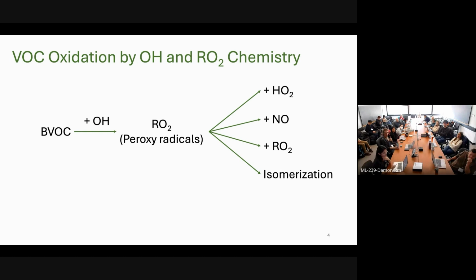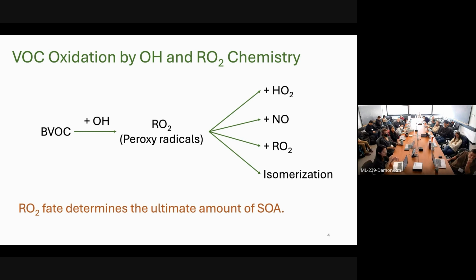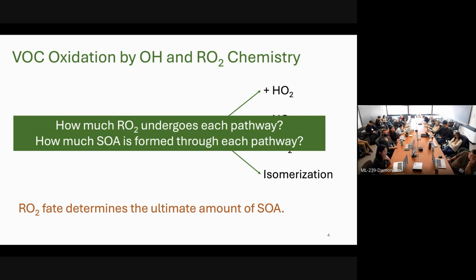In the global models, including CESM2, these reactions are not completely represented. Usually, like CESM2, it ignores the RO2-RO2 reaction and isomerization, but all of them are actually quite important because they have different reaction rates and SOA yields. So how much RO2 undergoes each pathway, or the fate of RO2, determines the ultimate amount of SOA in the atmosphere. In this work, we are trying to answer two science questions. The first is about RO2 fate: how much RO2 undergoes each pathway. And the second is how much SOA is formed through each pathway.